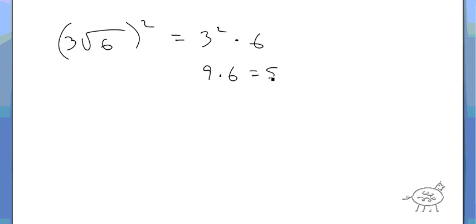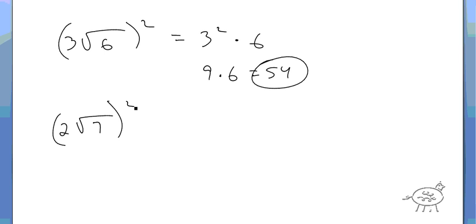So let's do a couple more here. 3 square root of 6 squared. Well, it's 3 squared times radical 6 squared, or 6. So 3 squared is 9 times 6 is 54. Okay, it's not too bad. 2 square root of 7 squared. 2 squared, 4. Root 7 squared, 7. The answer is 28.